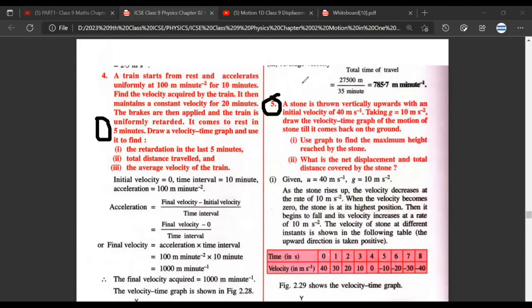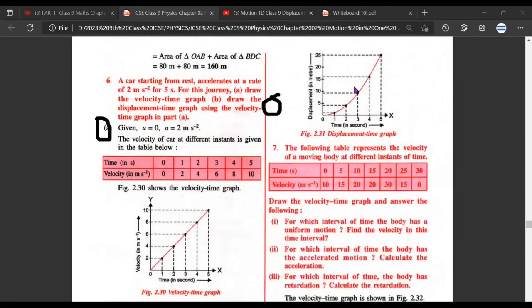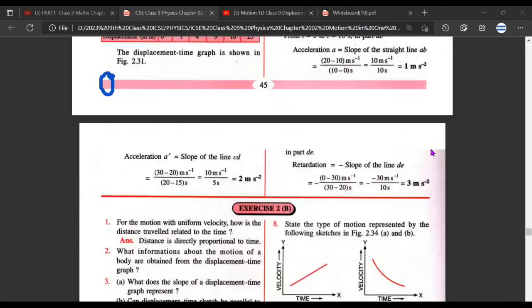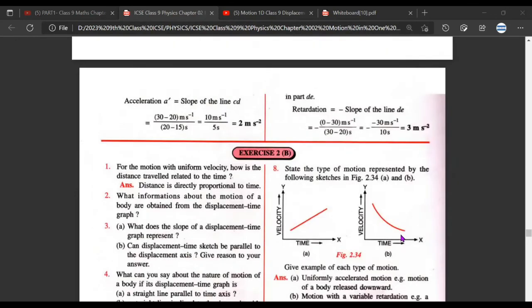Solved question 5. These are class 9th level ICSE. So don't worry about the degree of difficulty. So question number 6. And question number 7. Have you understood? Yeah. So this is class 9th ICSE level.